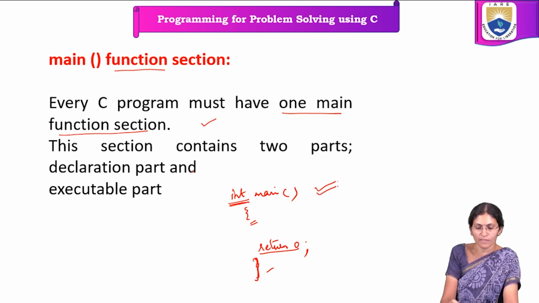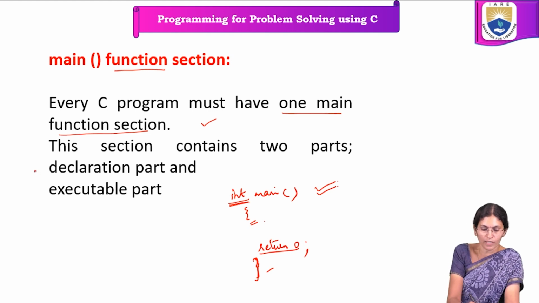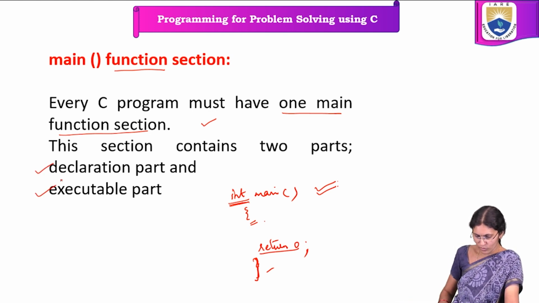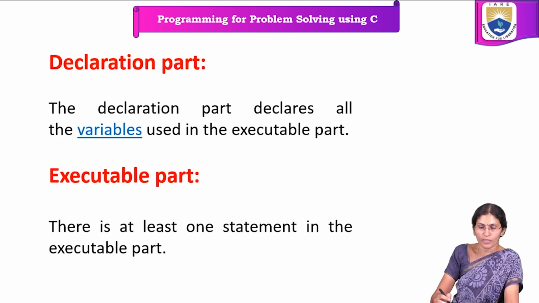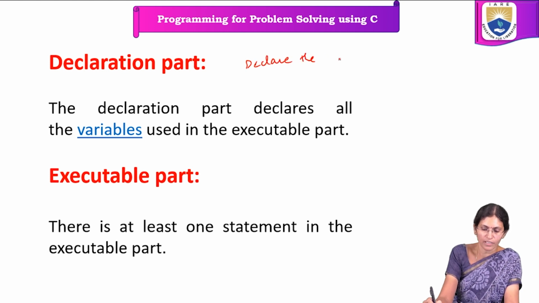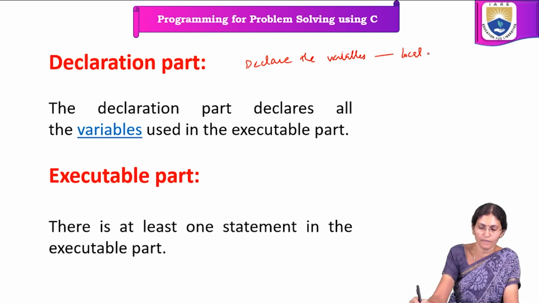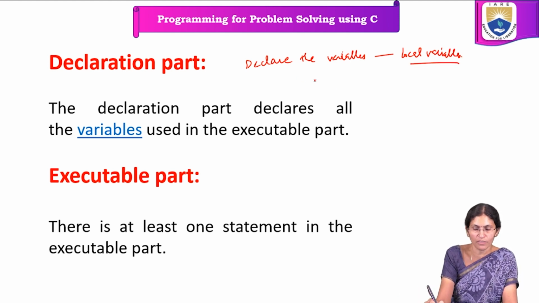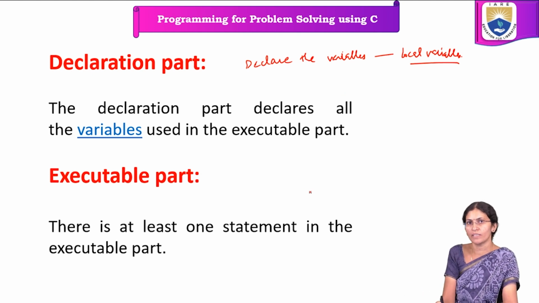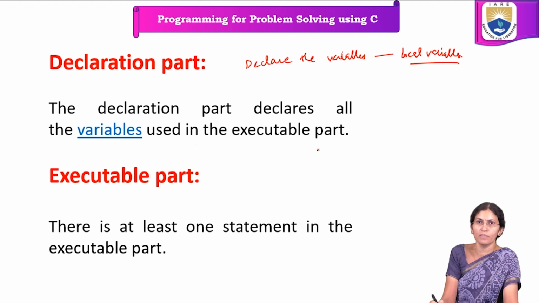So this is compulsory. This section contains two parts, declaration part and executable part. Let us see the first one, declaration part. In the declaration part, we declare the variables. These variables are nothing but local variables. The scope of local variables is limited to the main function itself, so they cannot be accessed outside the main function. The declaration part declares all the variables which are used in the executable part. In this part itself, we can initialize the local variables also.